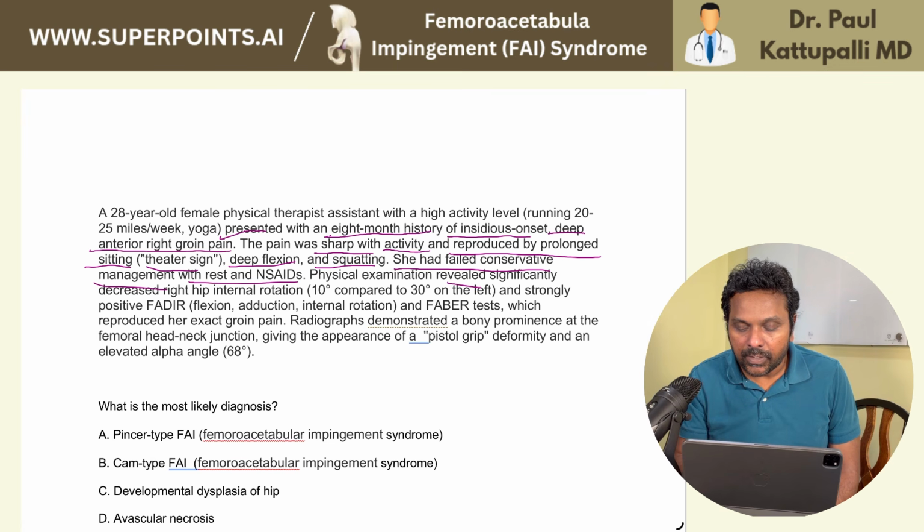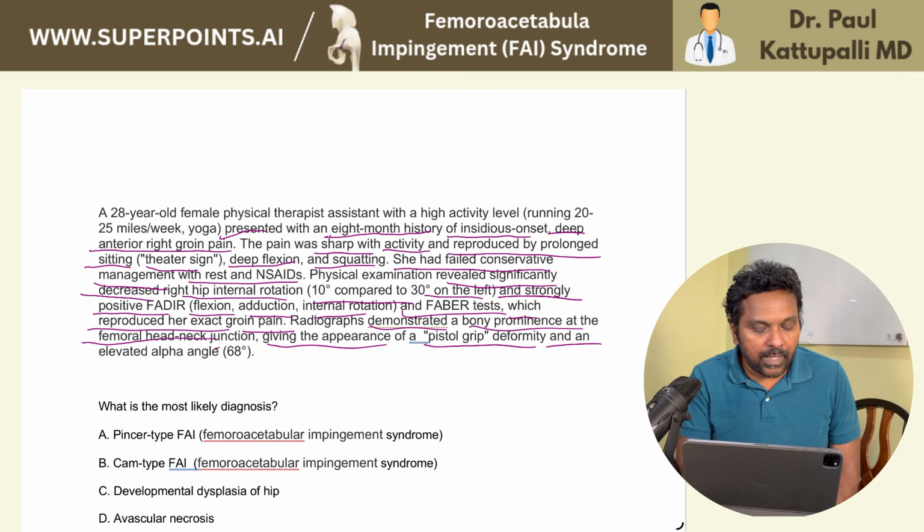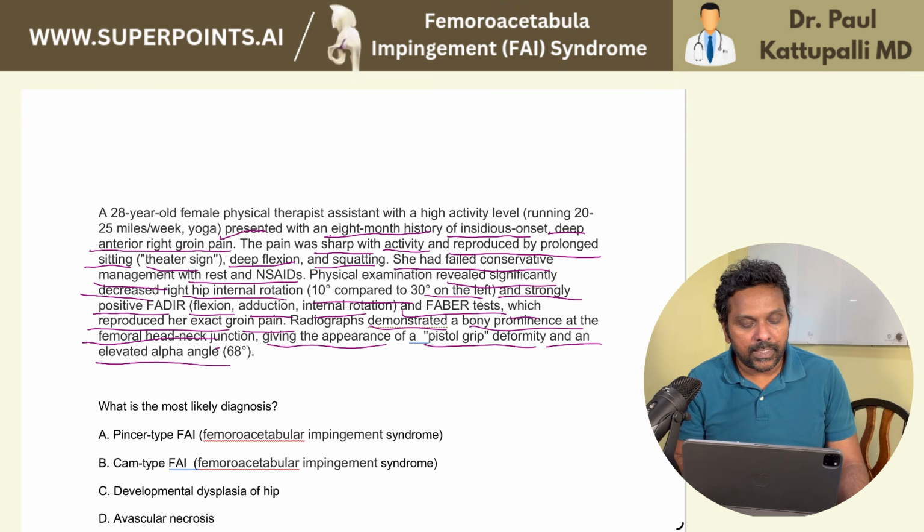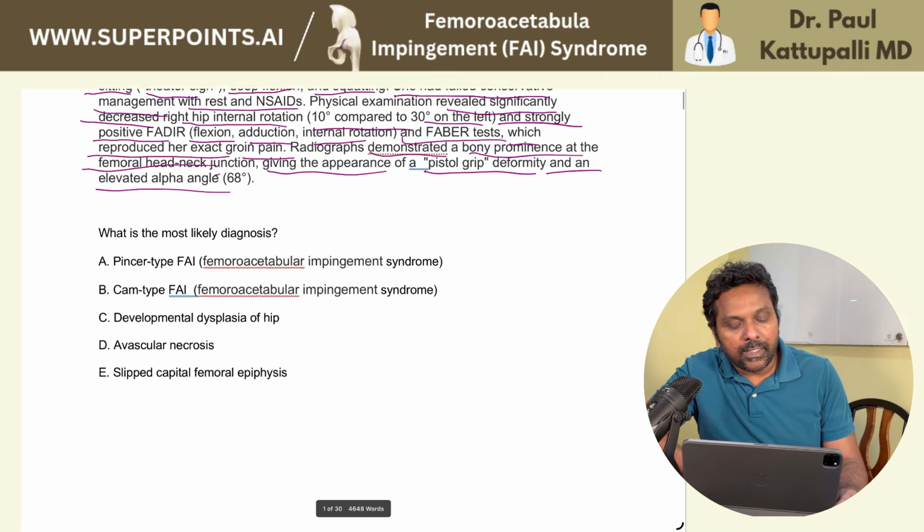Physical examination revealed significantly decreased right hip internal rotation, 10 degrees compared to 30 degrees on the left, and strongly positive FADIR (flexion, adduction, internal rotation) and FABER tests, which reproduced her exact groin pain. Radiographs demonstrated a bony prominence at the femoral head-neck junction, giving the appearance of a pistol grip deformity, and an elevated alpha angle of 68 degrees. What is the most likely diagnosis?